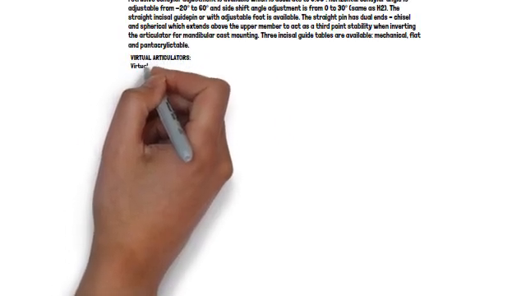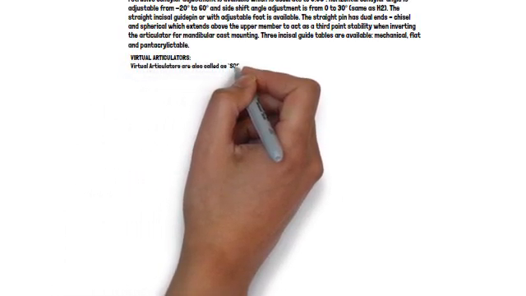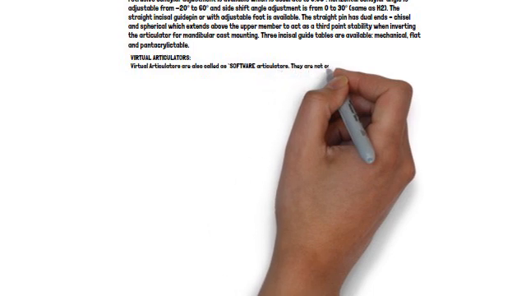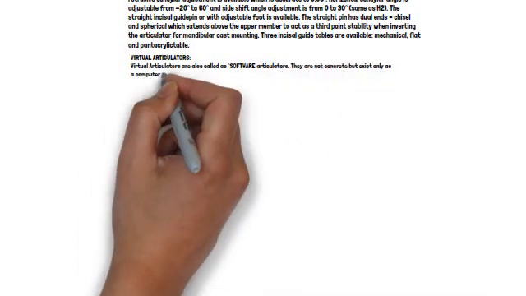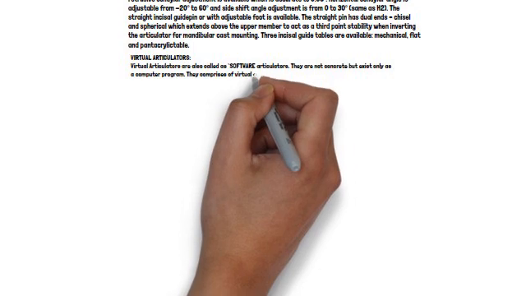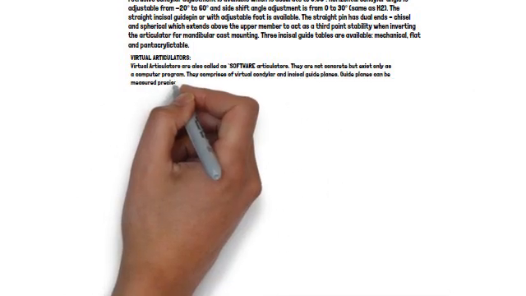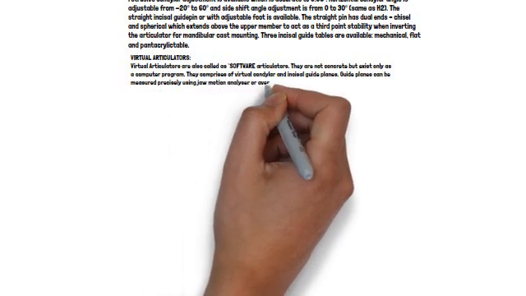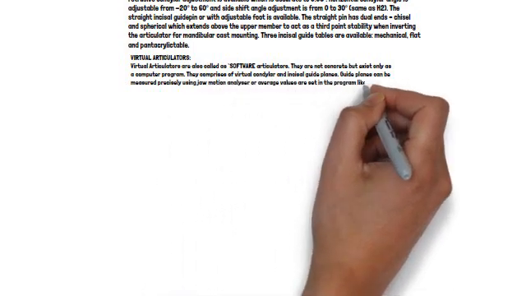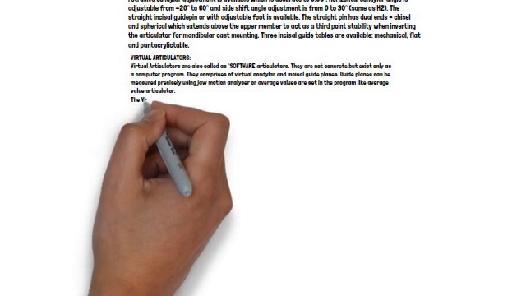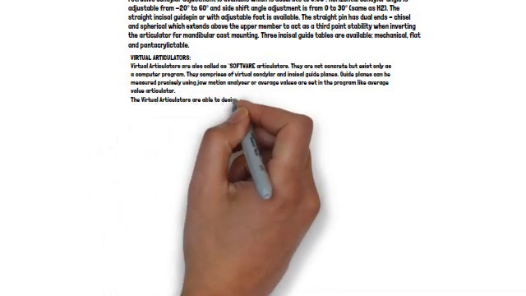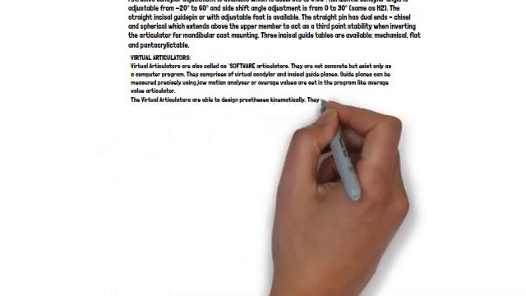Virtual articulators. Virtual articulators are also called software articulators. They are not concrete but exist only as a computer program. They comprise virtual condylar and incisal guide planes. Guide planes can be measured precisely using a jaw motion analyzer, or average values are set in the program, like an average value articulator. The virtual articulators are able to design prostheses kinematically.